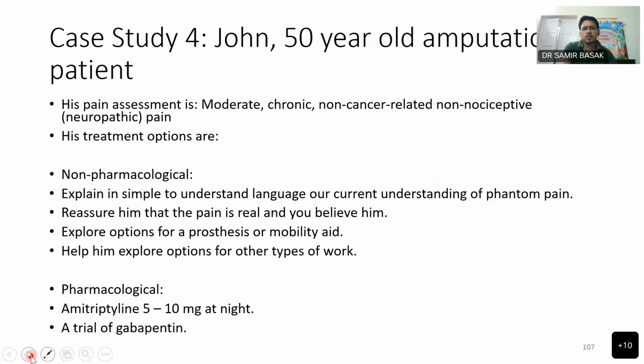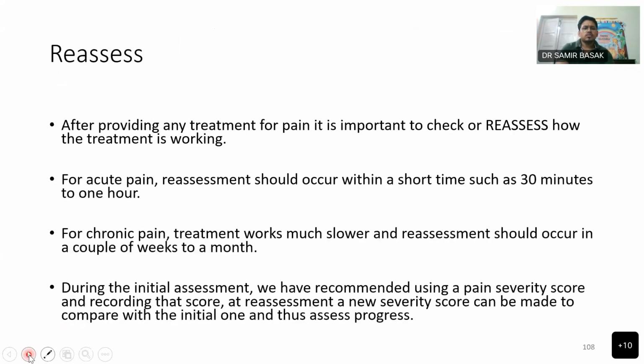Then go for case 4. This is an old amputation patient with moderate chronic non-cancer, non-nociceptive pain. We use non-pharmacological methods: explain in simple language he understands, reassure him, and offer a mobility device or prosthesis, and explore lesser types of work he can do, so that his mind will be distracted. An amitriptyline or pregabalin trial should be prescribed. After that, we have to reassess the patient.